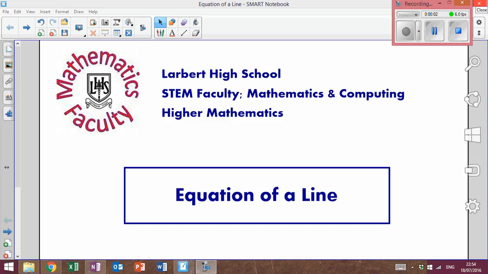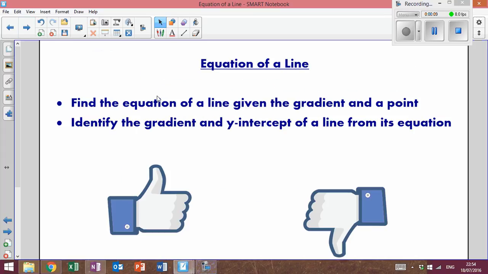Welcome to the Higher Mathematics video as part of the straight line topic on the equation of a line. What we're going to look at today is to be able to find the equation of a line given the gradient and a point, and to be able to identify the gradient and the y-intercept of a line from its equation.